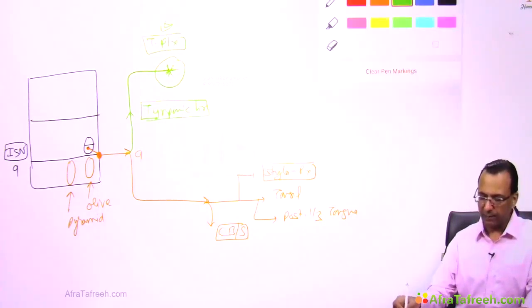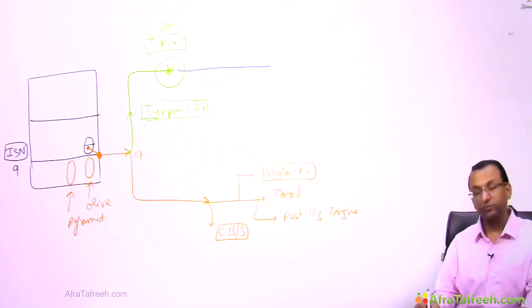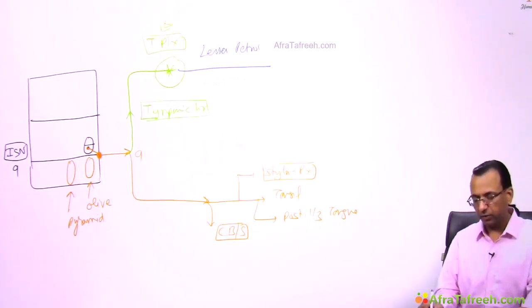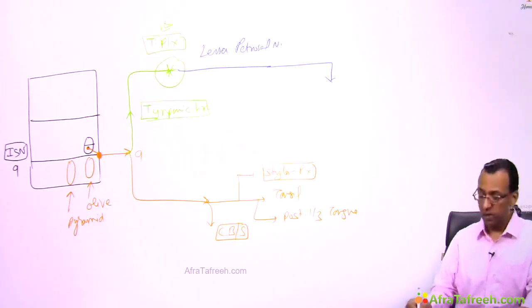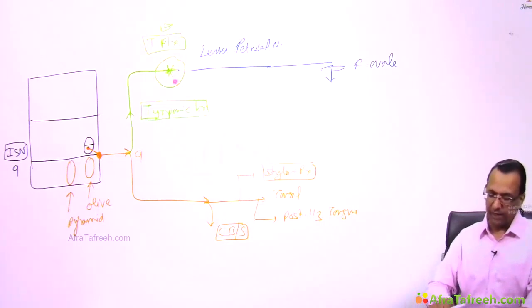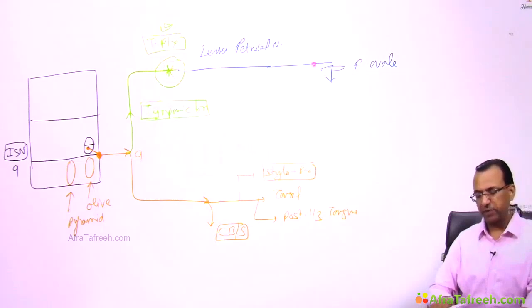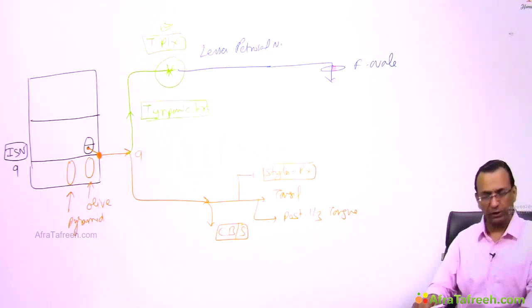Actually, from the tympanic plexus, one nerve will continue. What is that name? The lesser petrosal nerve. And what is the lesser petrosal nerve doing? If you remember, the lesser petrosal nerve passes through the foramen ovale, a structure that passes through the foramen ovale. So from the tympanic plexus, the preganglionic fibers are now carried by the lesser petrosal nerve through the foramen ovale to reach the otic ganglion.